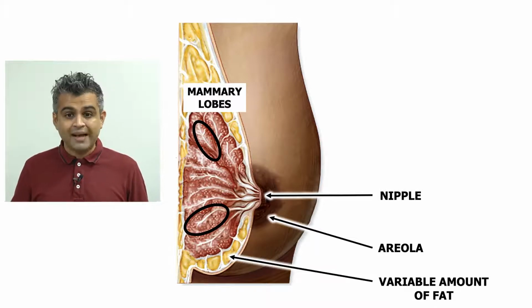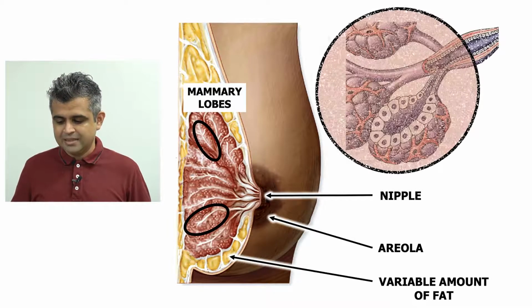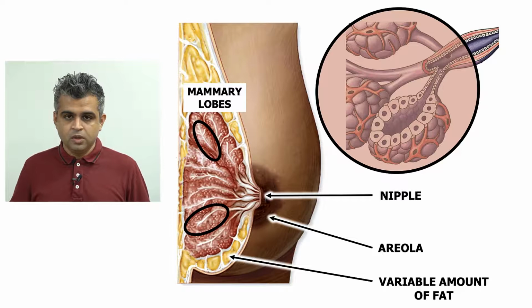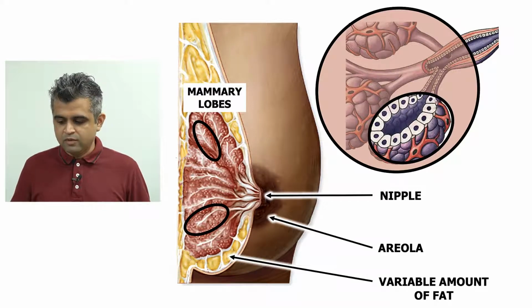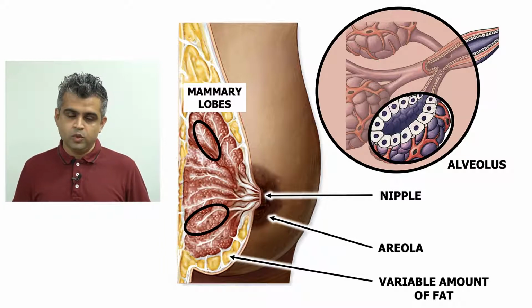And if I was to magnify one of these mammary lobes, this is how it would appear. So what you see there in the black circle is a mammary lobe, and within that mammary lobe, have a look at this part which has now been highlighted. That part is going to be called the alveolus. Alveolus is Latin for sac, thela. So you can see that there is a sac-like structure within the mammary lobe which is called the alveolus.